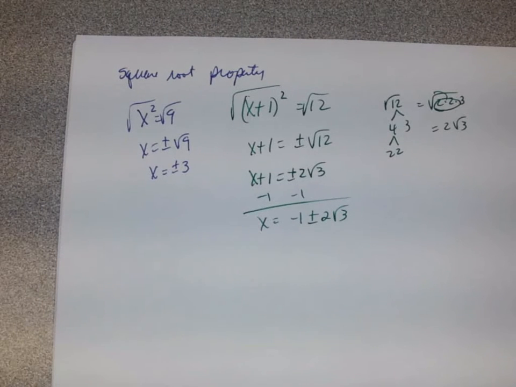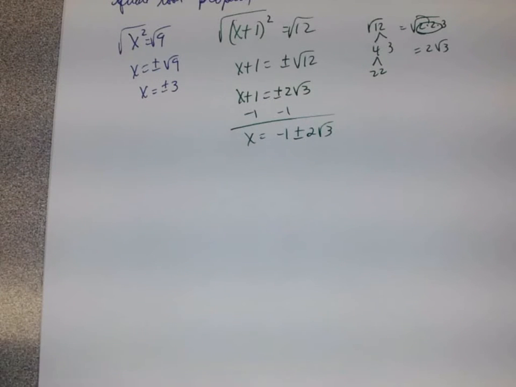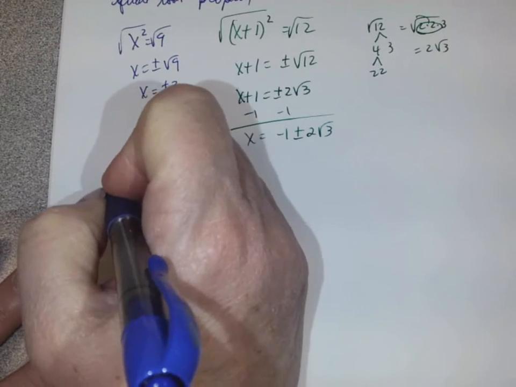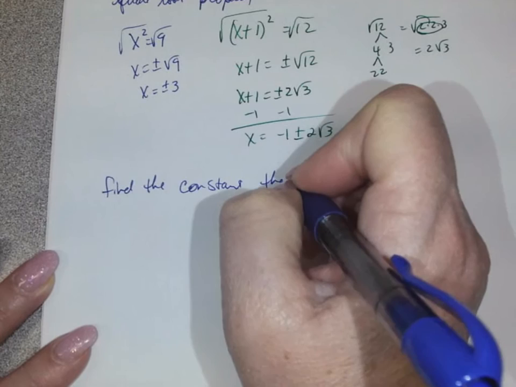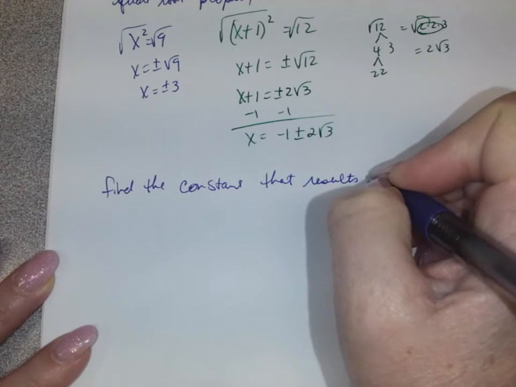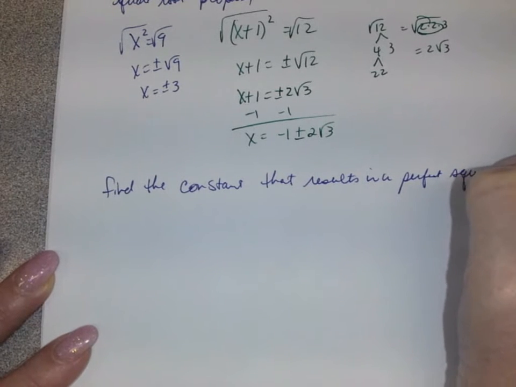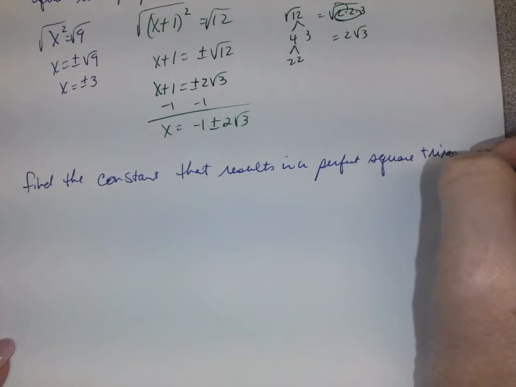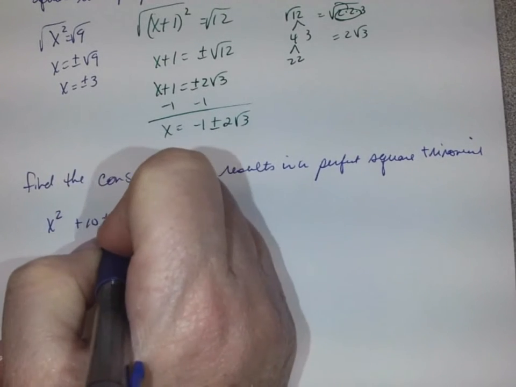So now we're going to actually do some of our square root property. We're going to look at some of the problems. The first thing we're going to do is find the constant that results in a perfect square trinomial. So on our first problem, we have x squared plus 10x plus, and we need to fill in the blank here.